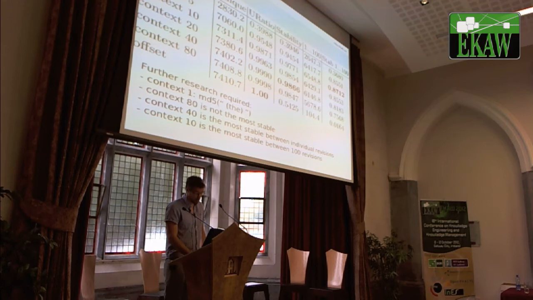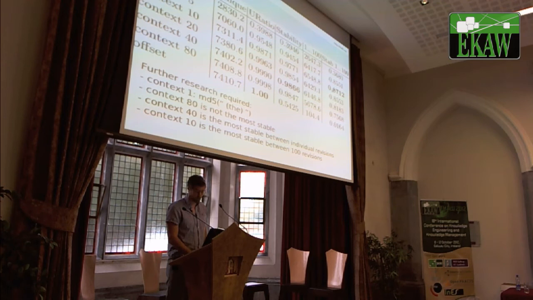Interesting here is that context length 80 was not the highest stability, because context length 40 was. Well, if the context length is too high and there's a change in the document, the probability is higher that the change occurs within the context, of course. So if the context length is the whole document, then each change will also invalidate it. Raising the context doesn't make the URIs more stable in this case.